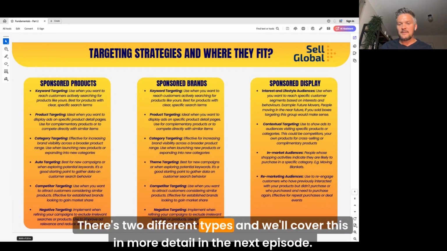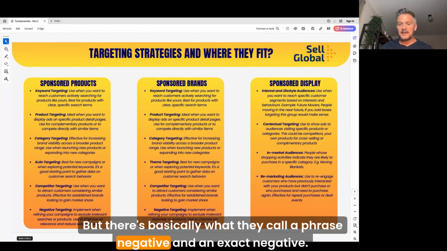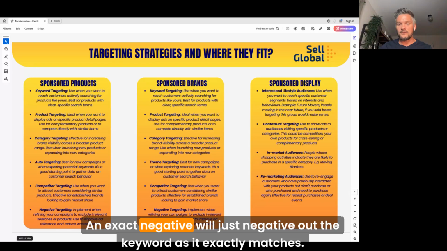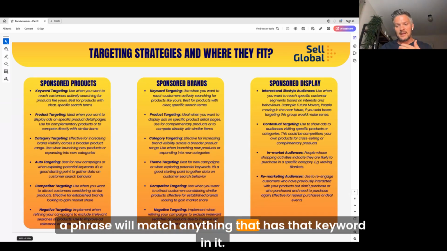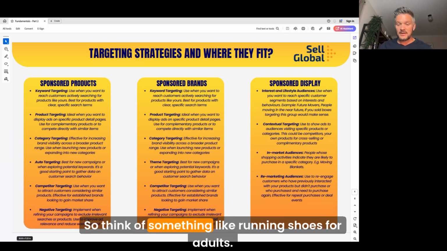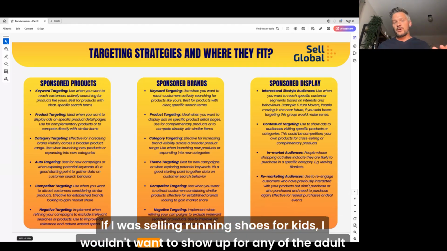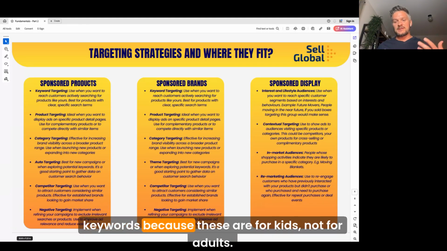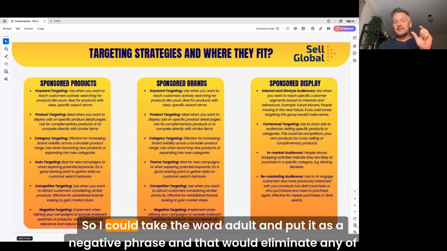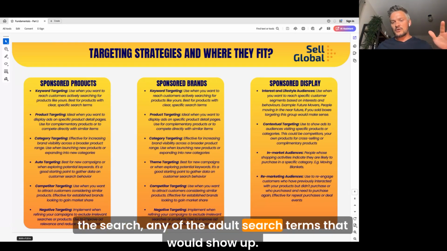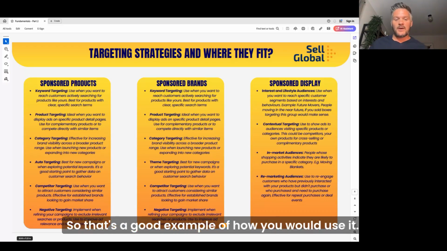There's 2 different types, and we'll cover this in more detail in the next episode, but there's basically what they call a phrase negative and an exact negative. An exact negative will just negative out the keyword as it exactly matches. A phrase will match anything that has that keyword in it. So think of something like running shoes for adults. If I was selling running shoes for kids, I wouldn't want to show up for any of the adult keywords because these are for kids, not for adults. So I could take the word adult and put it as a negative phrase, and that would eliminate any of the adult search terms that would show up. So that's a good example of how you would use it.